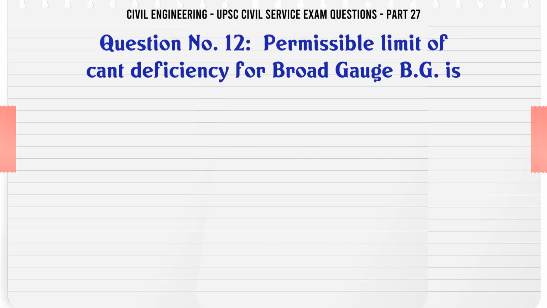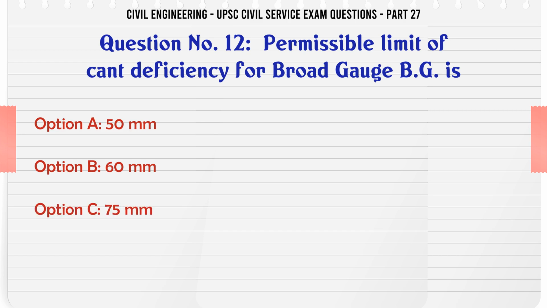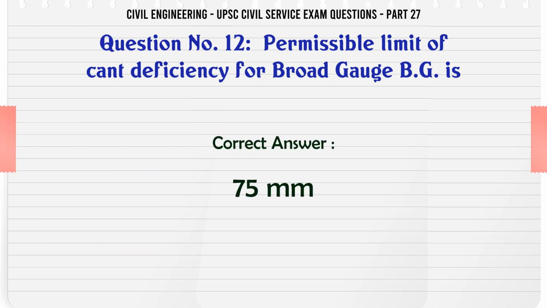Permissible limit of cant deficiency for broad gauge (B.G.) is A. 50 mm, B. 60 mm, C. 75 mm, D. 88 mm. The correct answer is 75 mm.